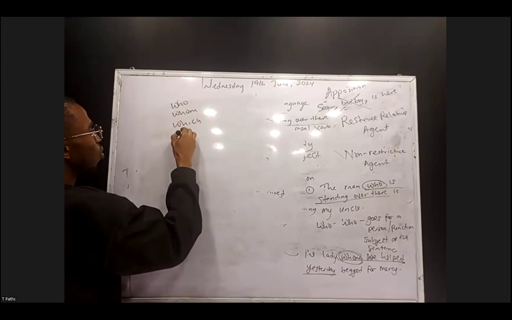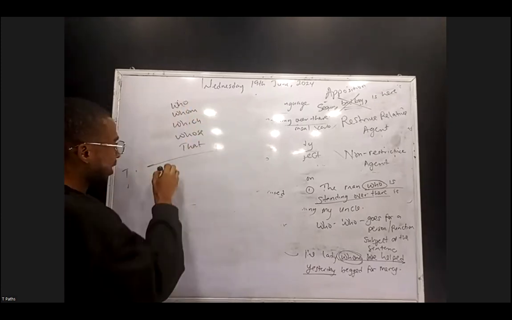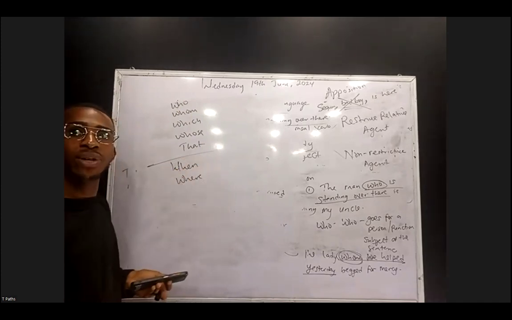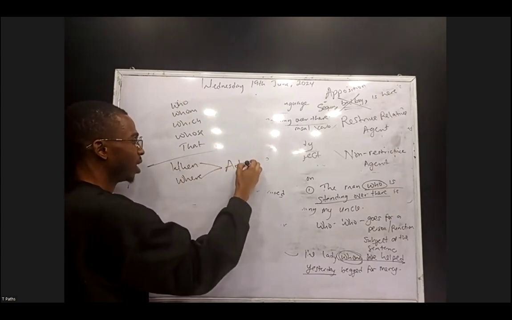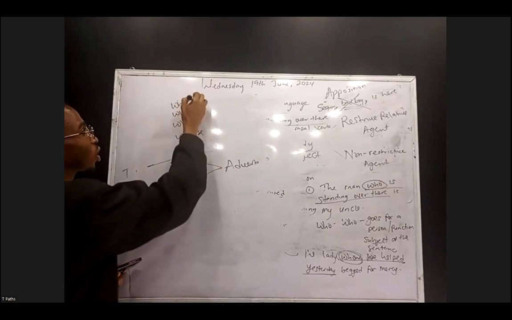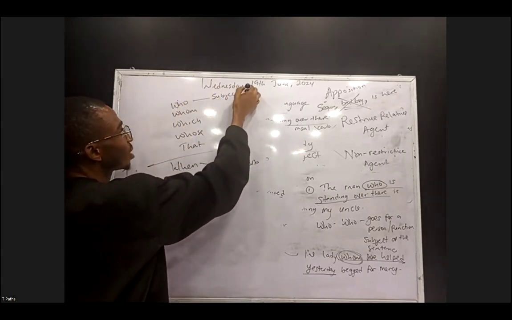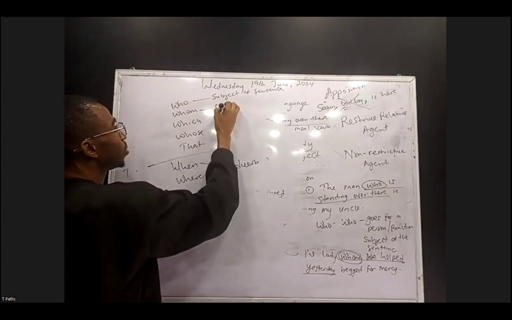which, whose, and that. Do not forget that I added two more. I said when and where. These are all relative agents. But the case of relative agent here is because they function as an adverb in the sentence. Here, who talks about the subject of the person, the subject of the sentence. Here, this is the object of the sentence.